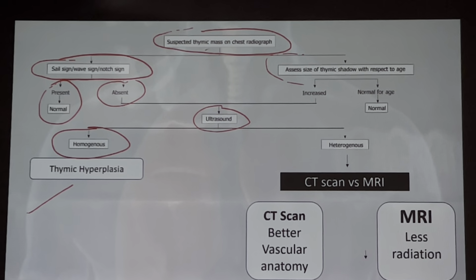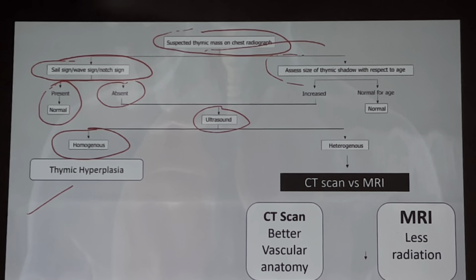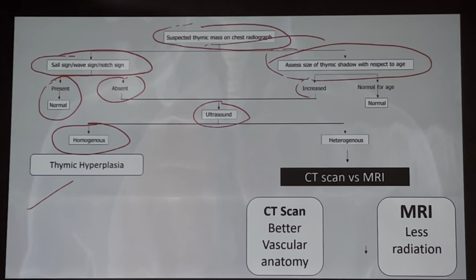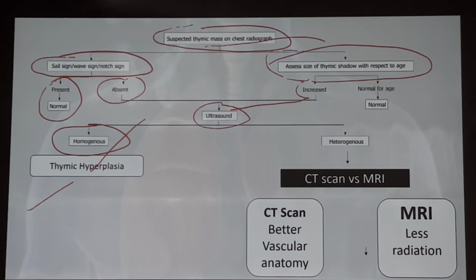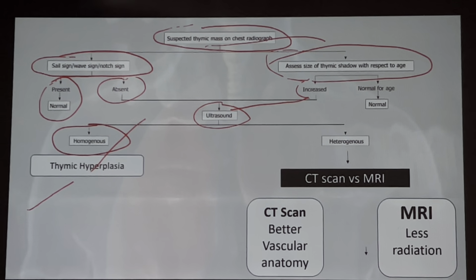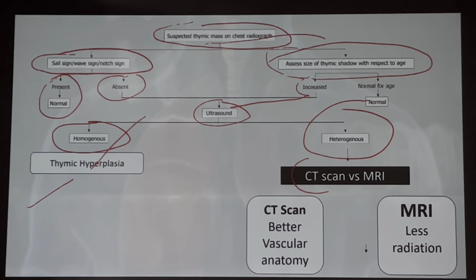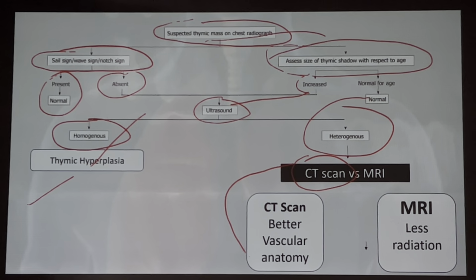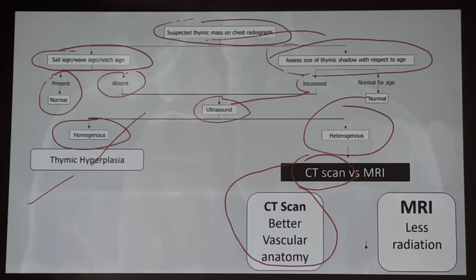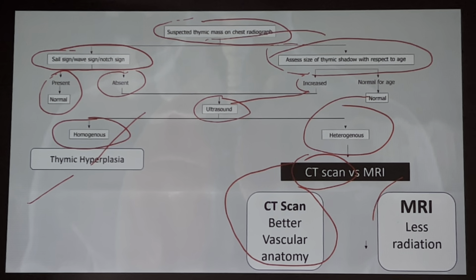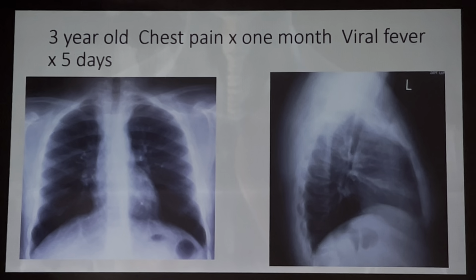Also, if you are thinking of a thymic mass which is evident on chest radiograph, assess the thymic shadow size with respect to the age. Okay, if it is increased, you go for the ultrasound and you follow for thymic hyperplasia, or whether it is non-hyperplastic. Also on ultrasound, if you find it is heterogeneous, then the choice of modality is normally CT scan, and it is the best choice for the surgeons because it gives you the best anatomy, especially vascular anatomy, because that is going to be the next step, rather than MRI. So MRI contains less radiation, but CT scan is the best choice of modality to delineate.